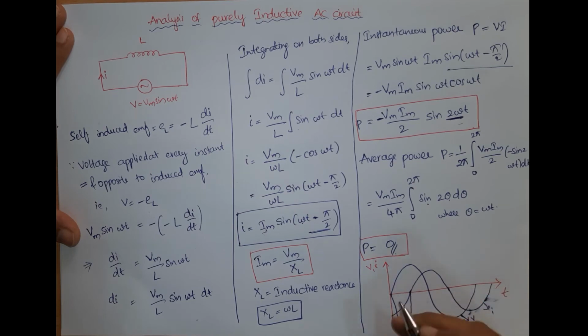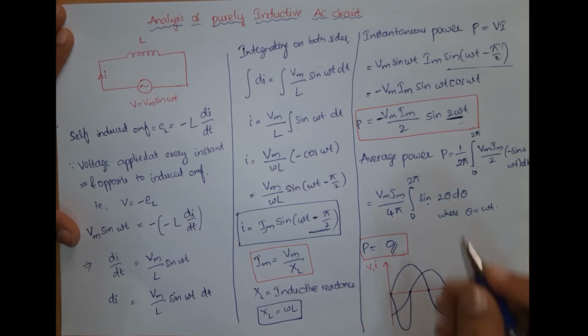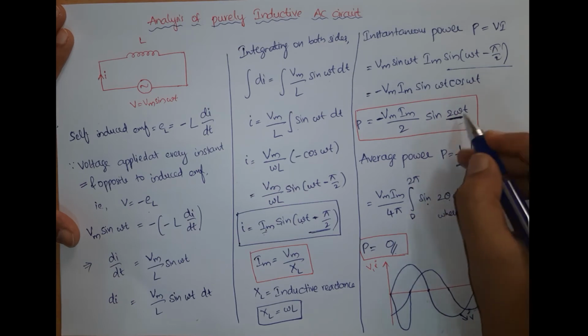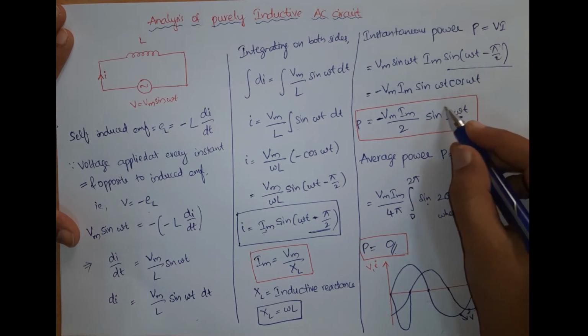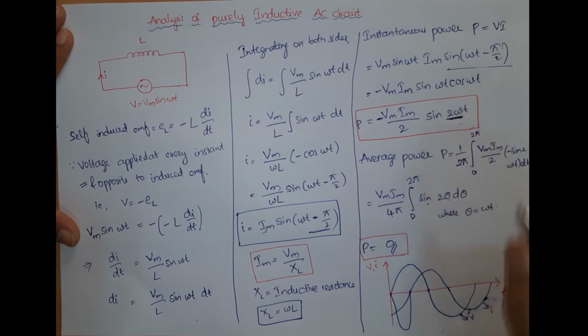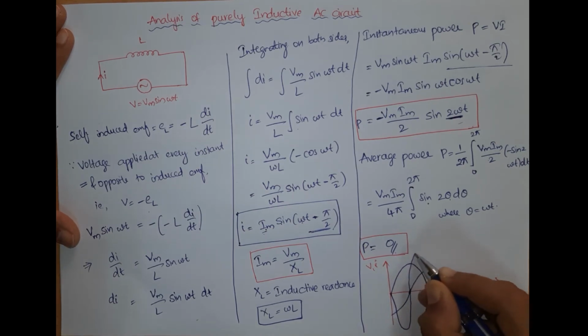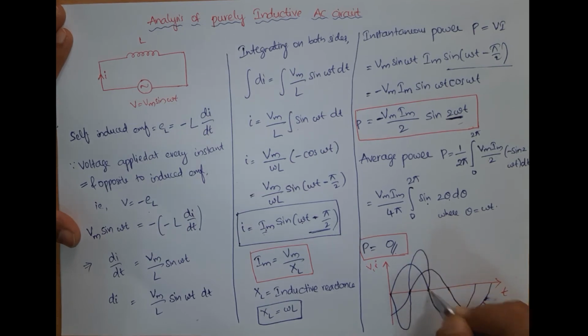So previously it had covered this much area in time t. Let me suppose this is the time t, but now it has covered the same thing in time t by 2 only, right? So if you see, omega is equal to 2 pi f, but now it is double the frequency, right? So that it is covering at a faster rate.